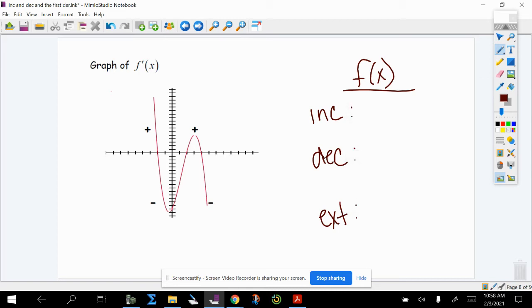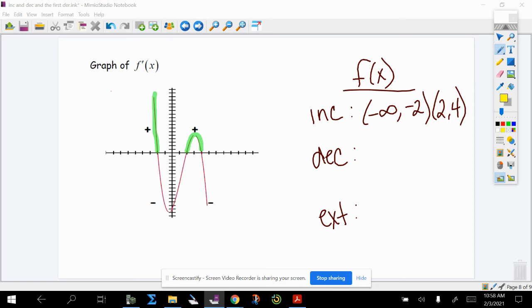So again, increasing function means the derivative is positive. So that's everywhere the derivative graph is above the x-axis. It happens, we can kind of highlight it here, and then it happens again here. So those intervals would go from negative infinity until it gets to negative 2, and then from 2 to 4. They do not care if you use parentheses or brackets around the numbers. I'm just kind of stuck in my ways with parentheses.